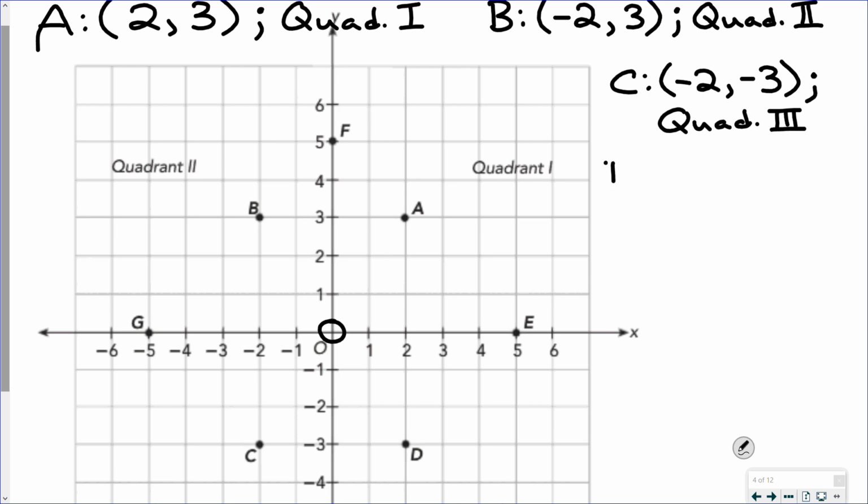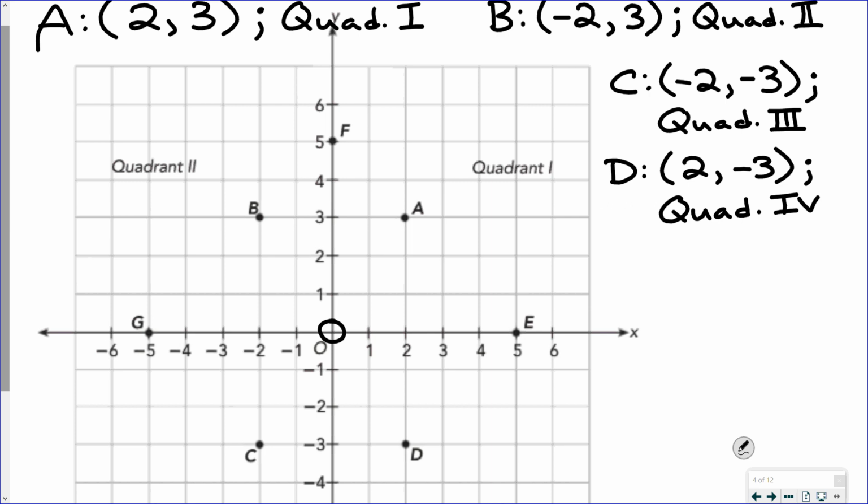Point D, I come back to the origin. Again, the origin is that circled area I have on the coordinate plane. And I move to the right 2 places. Well, since I've moved to the right, that is a +2 once again. And I go down 3. So my y-coordinate is once again -3. And that puts D in quadrant 4.